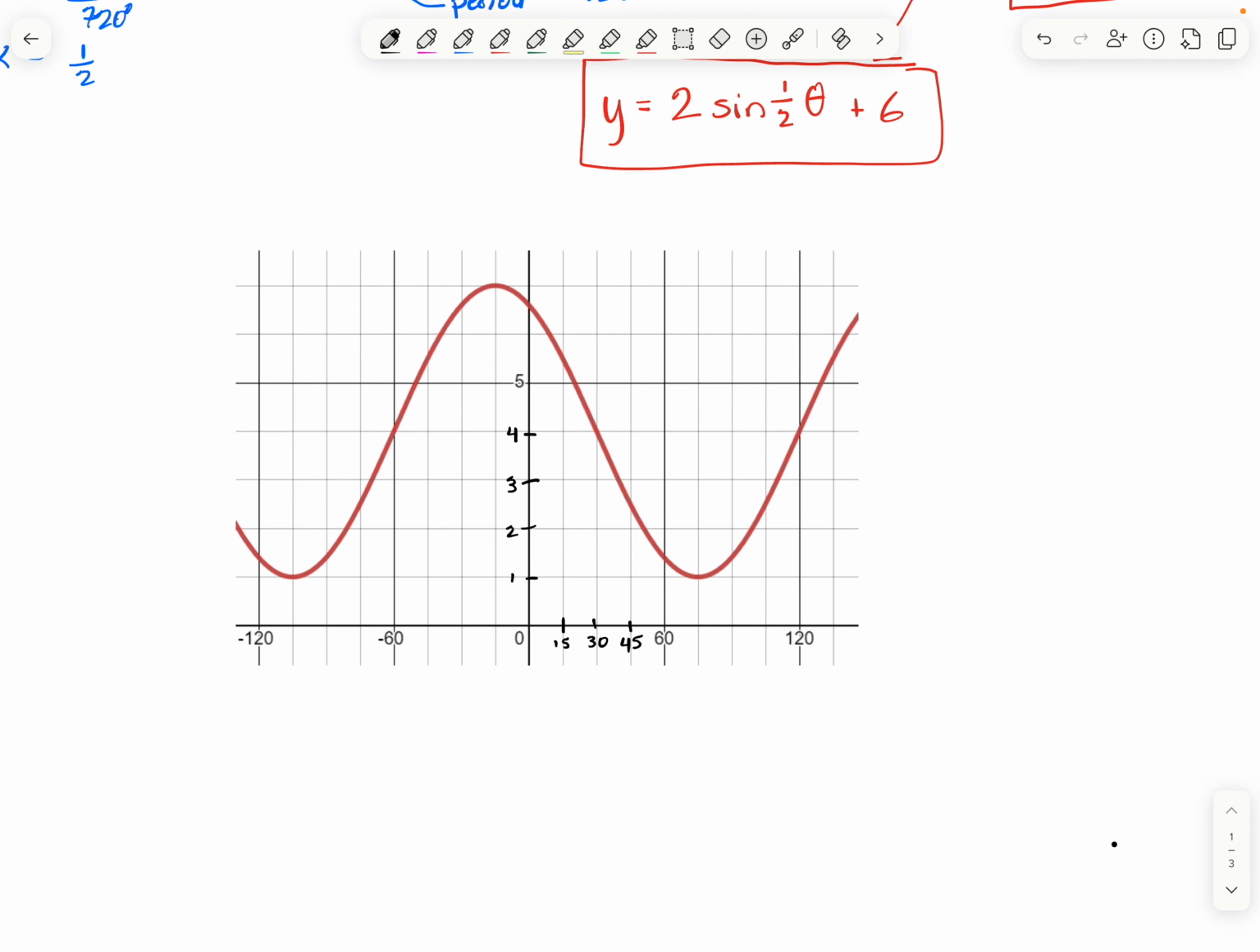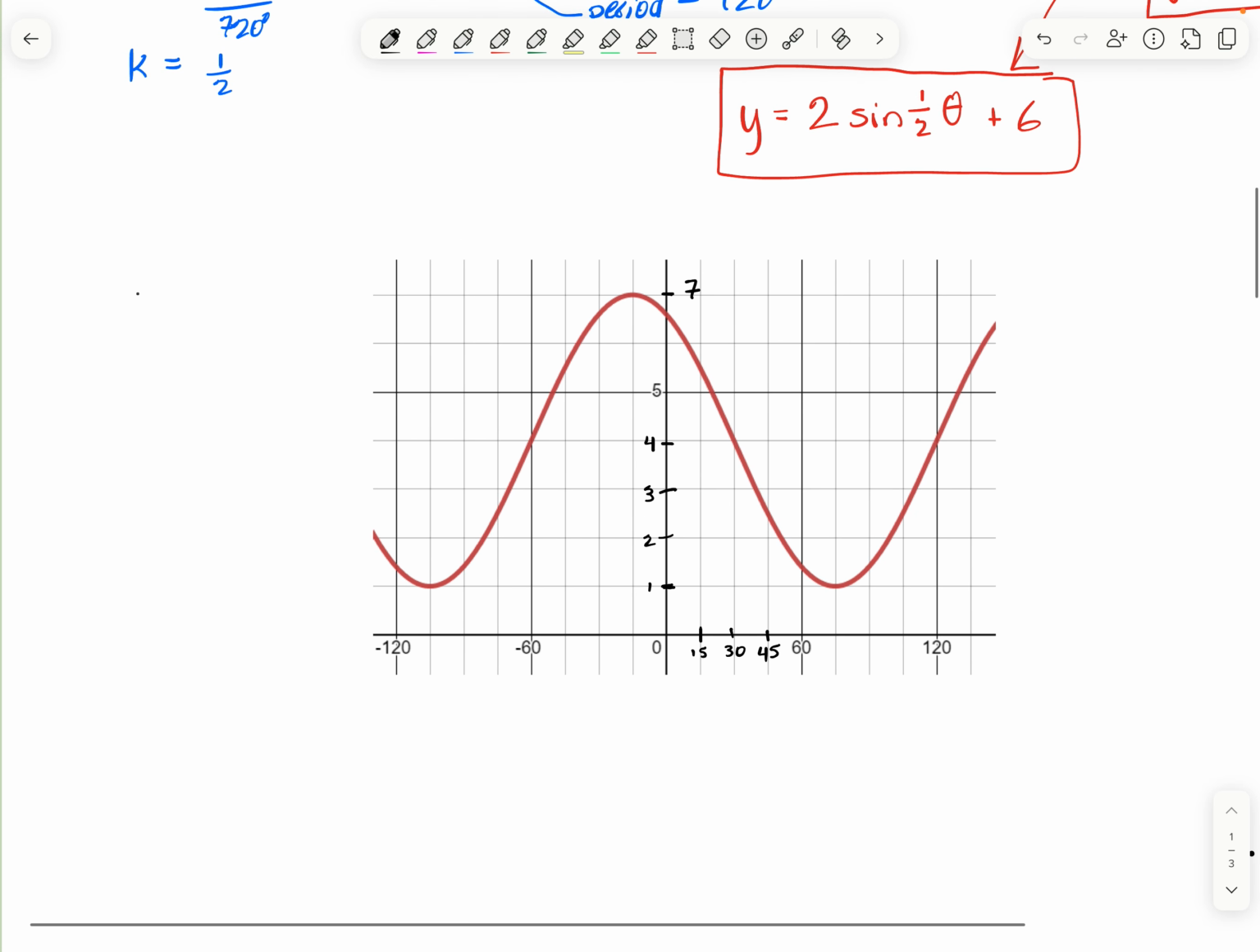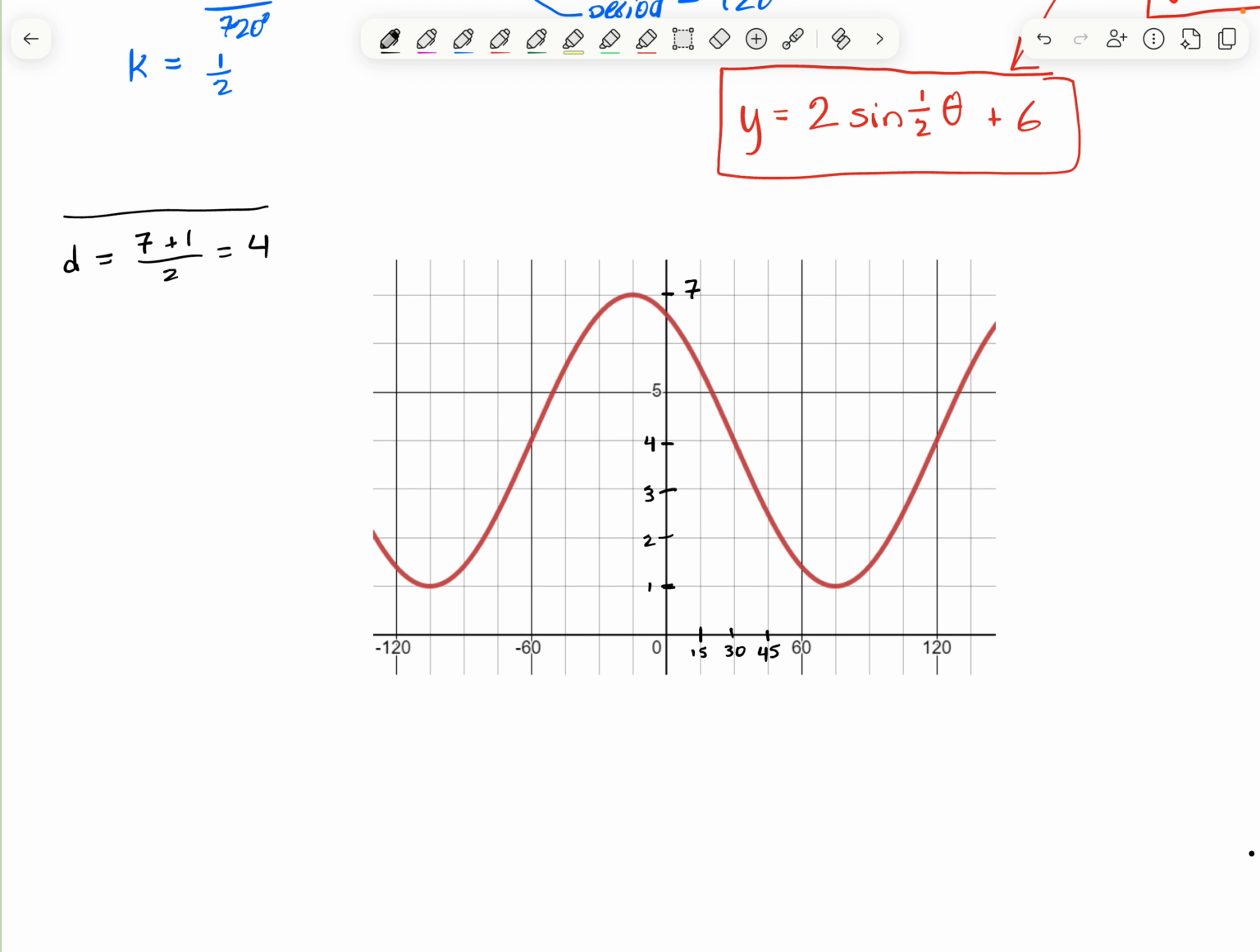So I could see here, let's find the highest and lowest values. The maximum is about at 7, and the minimum is at 1. So the midline, the D value, D is equal to 7 plus 1 divided by 2, which is going to be equal to 4. All right, so I've found the equation of the axis.